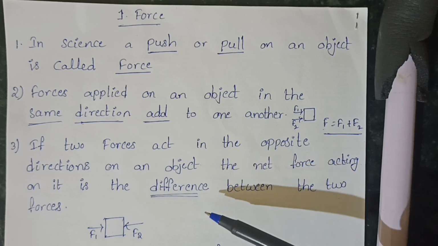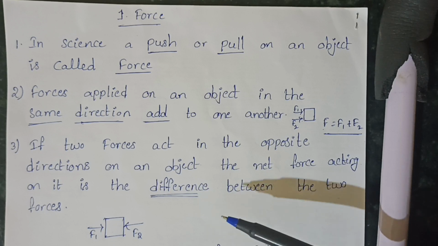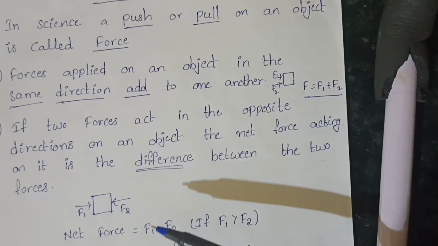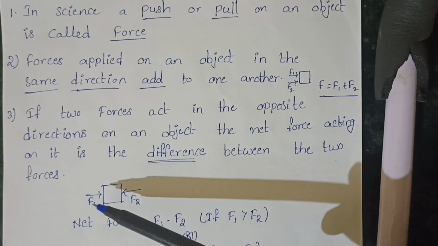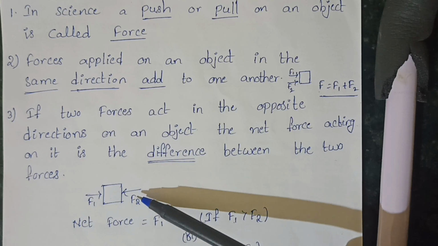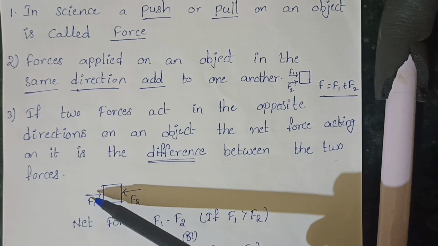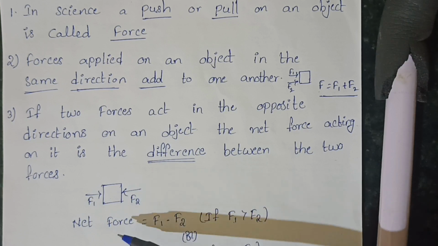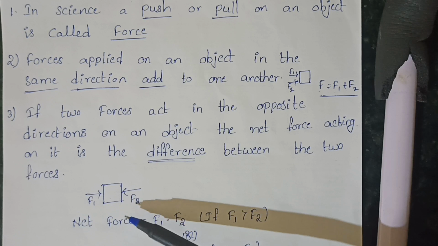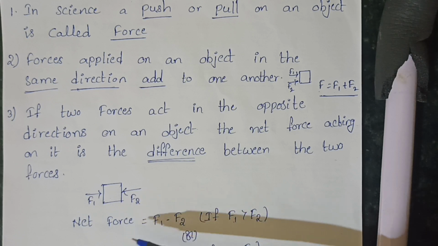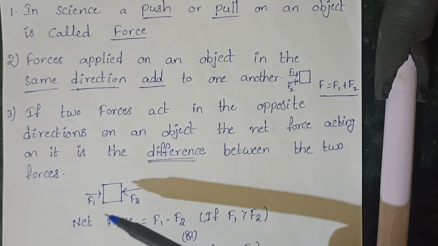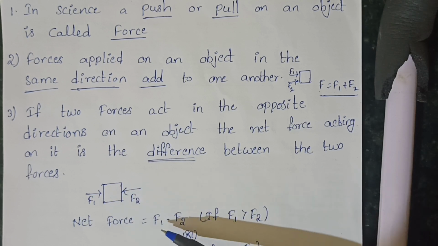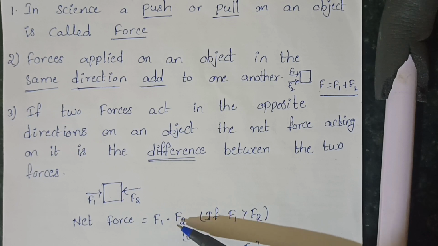Third point is, if two forces are acting in the opposite directions on an object, the net force acting on it is the difference between the two forces. Suppose an example, there is a box, two forces F1 and F2, they are acting opposite. F1 is acting in this direction and F2 is acting in the backward direction. So the net force resulting on an object is given by F1 minus F2.